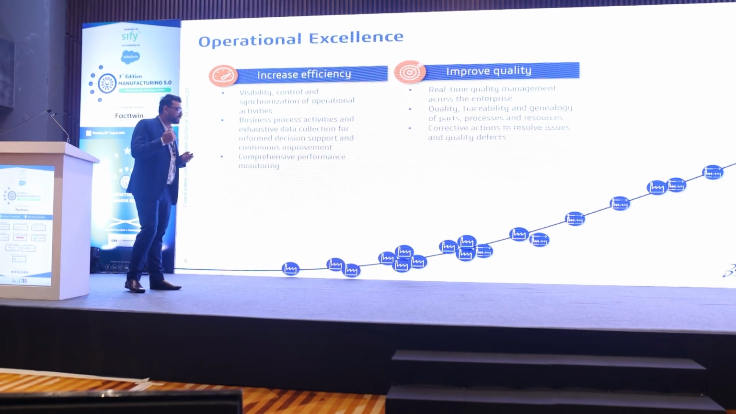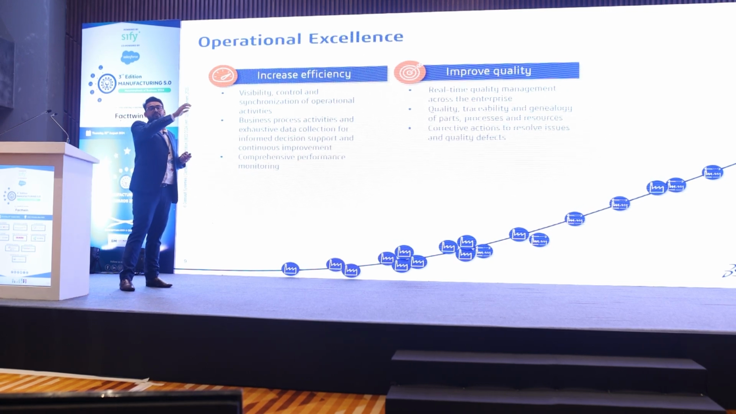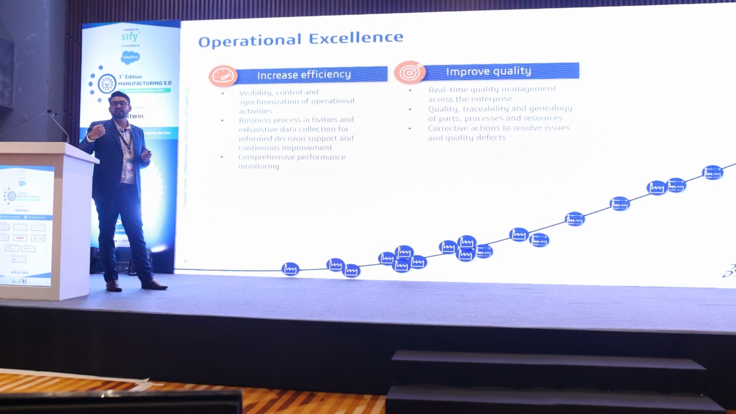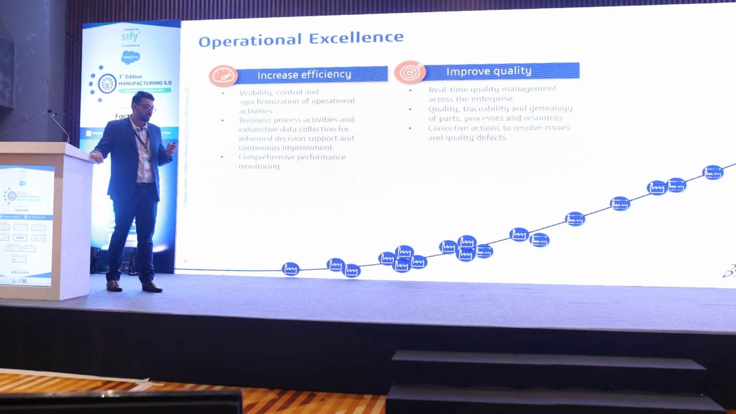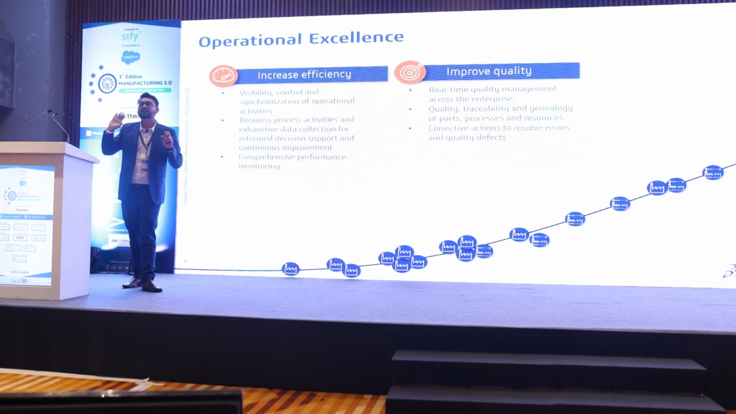Proper traceability and genealogy should be in the process so that you can go back in time and find out what happened, in which machine, which operator did it at what time, and which raw material was used. And if you are doing a corrective action, it should be measurable. It shouldn't be that I have done it and forgot it. There should be a mechanism.